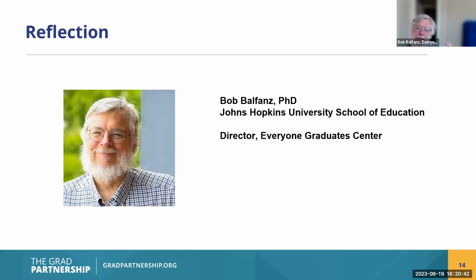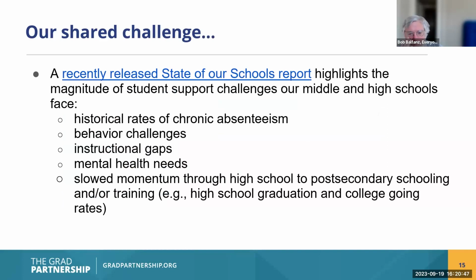The case we make for why we need to do this at both the school and the district level, as we go to the next slide, which you don't have to spend a lot of time on, is reminding us that there's almost unprecedented levels of student need right now. We have historic rates of chronic absenteeism. We have instructional gaps. In many ways, that absenteeism, if we don't solve it, is going to lock in those instructional gaps. And we have a lot of mental health needs, right?